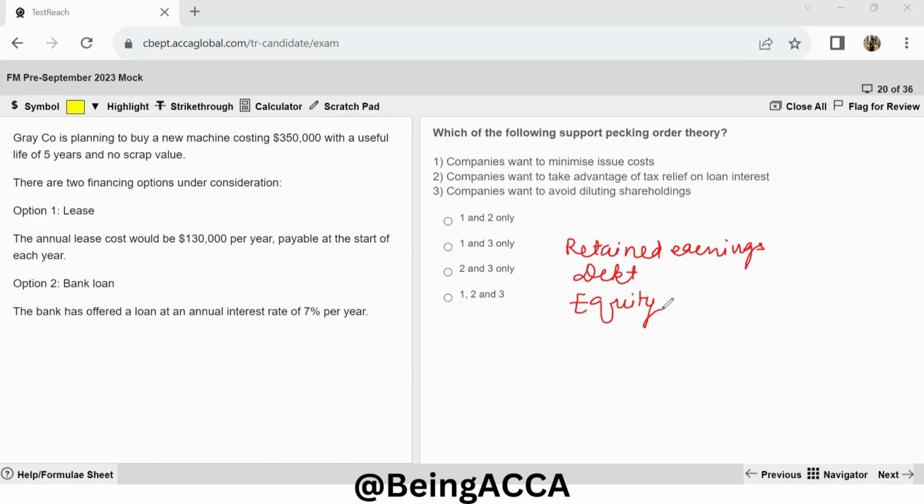So let's read what the statements have to say over here. Companies want to minimize issue costs. Yes, this is absolutely correct. Companies want to take advantage of tax relief on loan interest. Yes, this is also definitely correct. That is why the second option that they prefer is taking debt. Companies want to avoid diluting shareholdings. Yes, that is why equity is the least preferred. So all of the statements given over here are correct. So I will go for 1, 2, and 3.